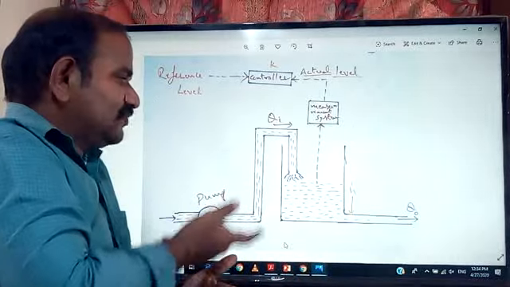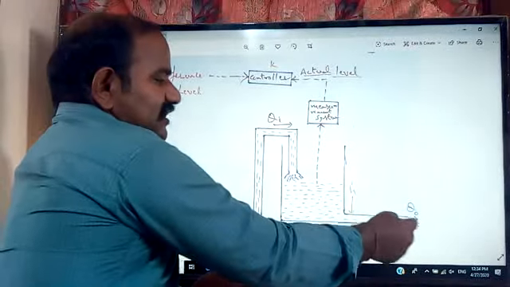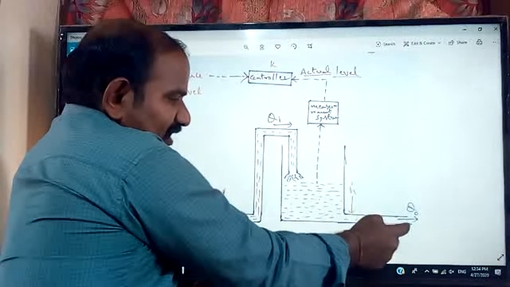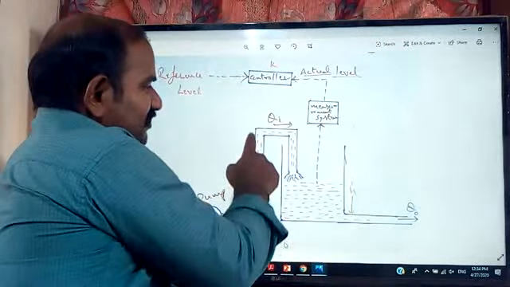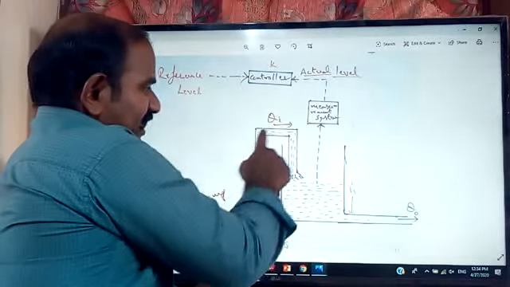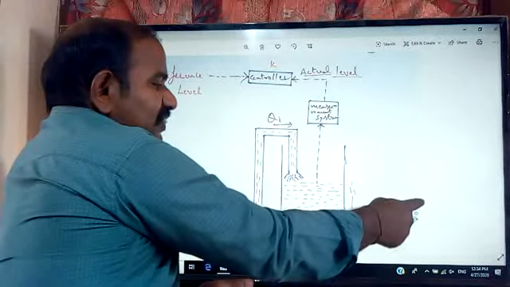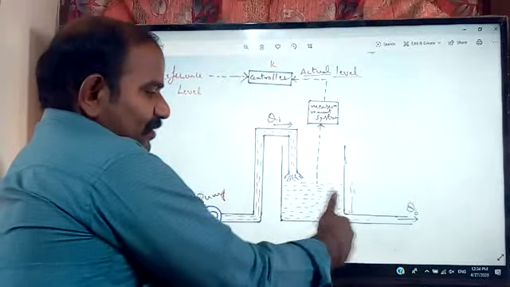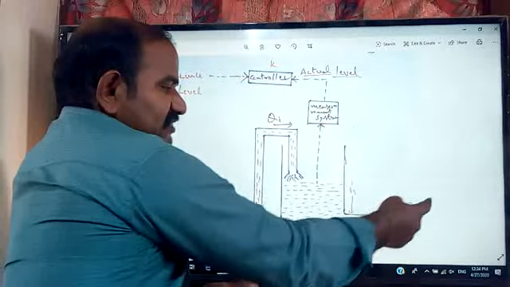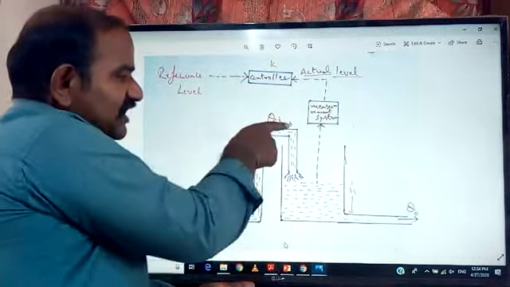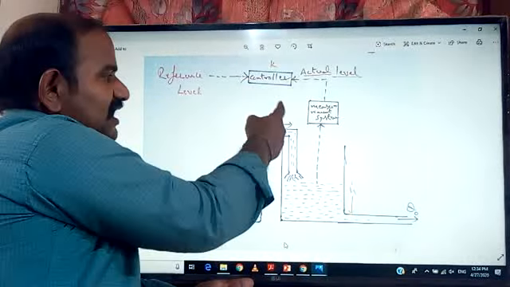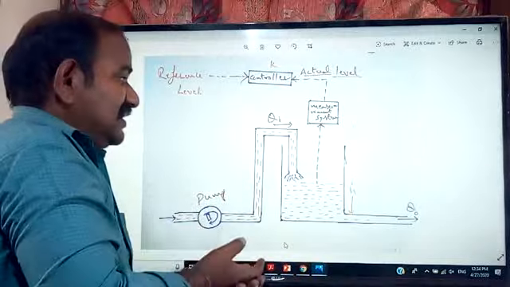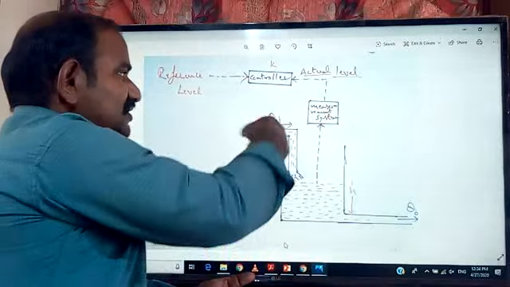Here I'm assuming that Q0 means I would like to take the liquid out of the tank from this particular area, and I'm supplying liquid into the tank from this particular area. I'm assuming that the volume of the liquid flowing per second out of the tank is Q0, and the volume of the liquid supplied into the tank is Qi. Volume of the liquid flowing per second into the tank is Qi.